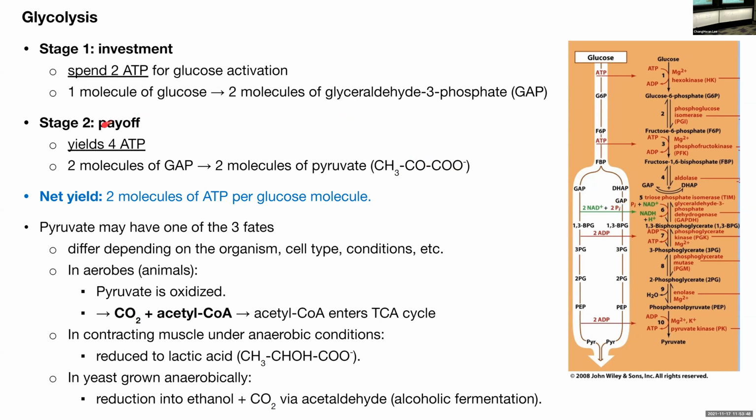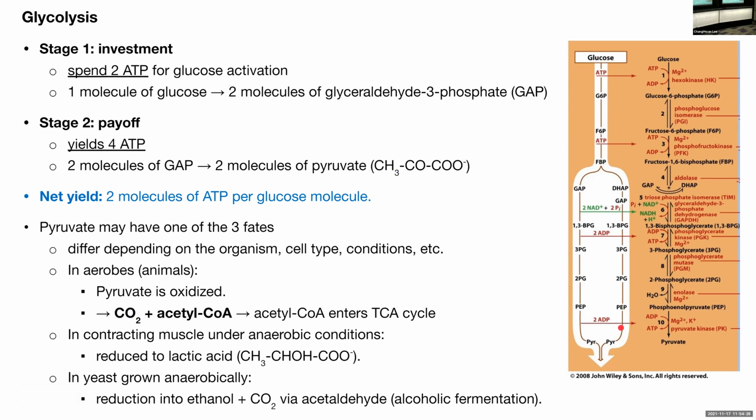And the second stage, which is from step 6 to step 10, is for paying off, basically. So now you yield 4 ATP. So in total, you spend 2 ATP, but you yield 4 ATP. So in total, that's going to be 2 ATP that you're gaining from this glycolysis. And it starts with the 2 molecules of GAP here again. And then eventually you're going to get 2 molecules of pyruvate, which is a simpler form here. Again, that yield is 2 molecules of ATP using just 1 molecule of glucose.